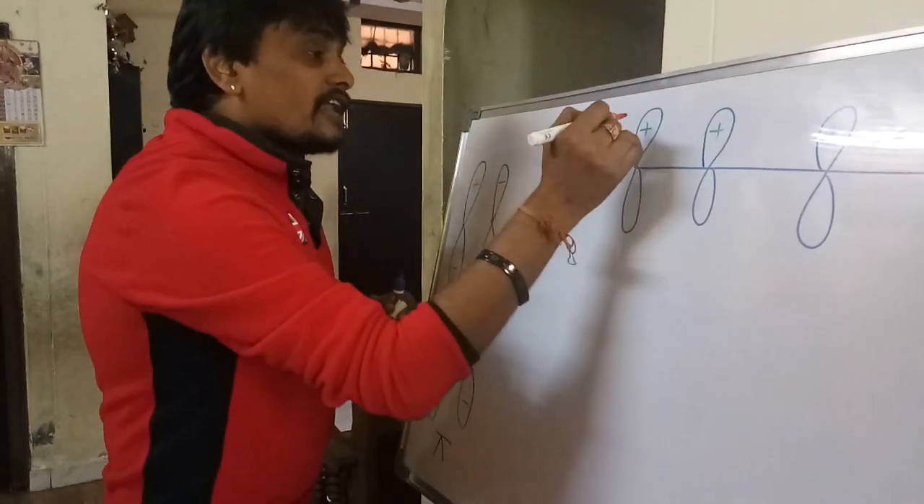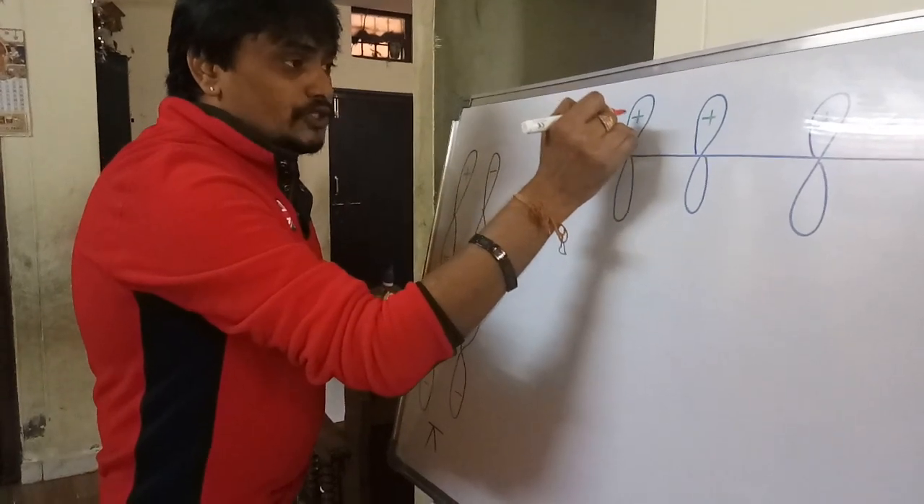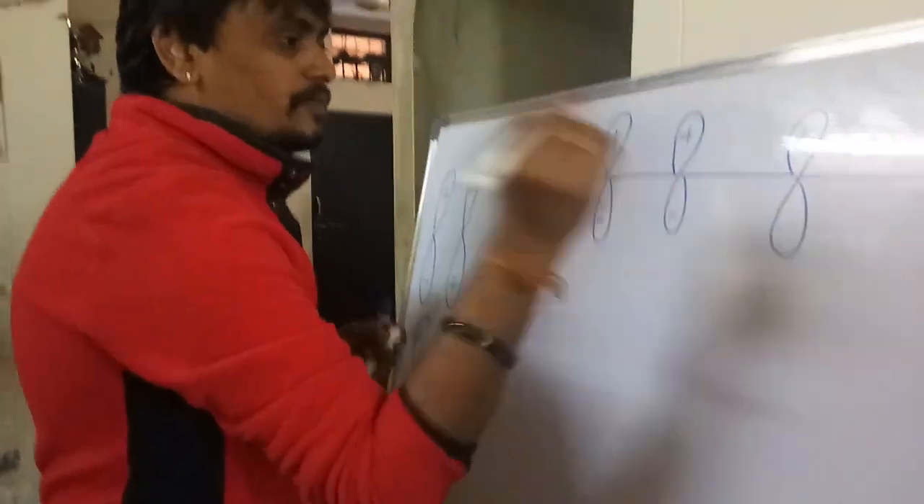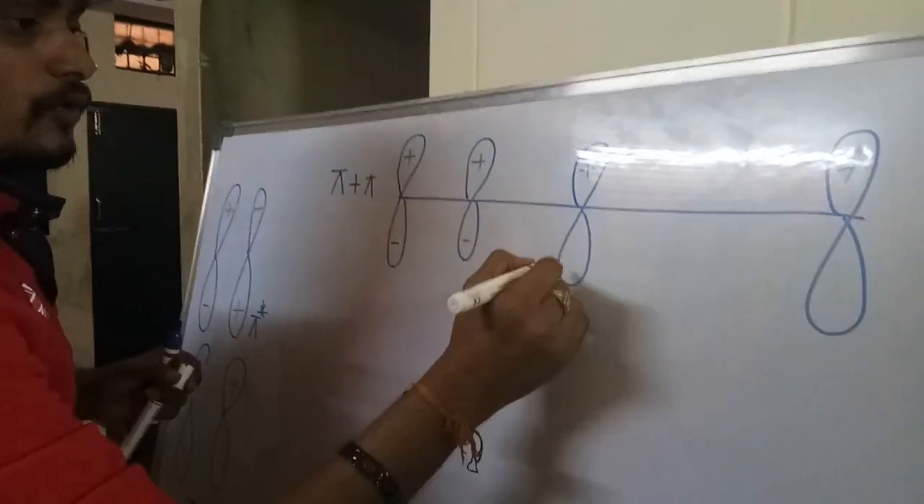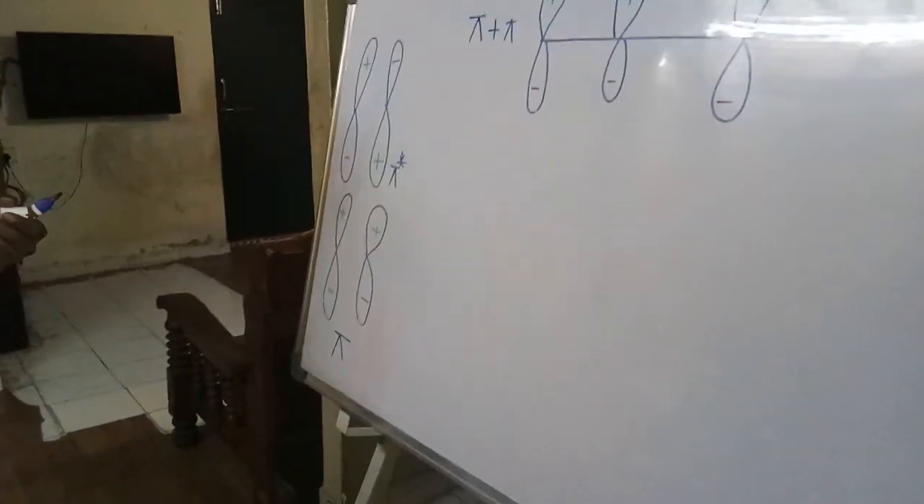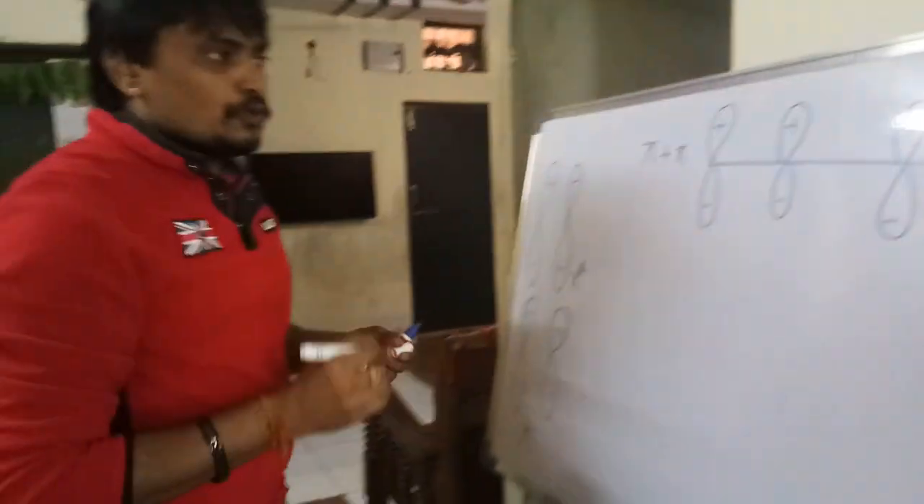Now coming to the lower lobes. If the upper lobe is positive, the lower lobe will be negative. Upper lobe is positive, lower lobe is negative. So this is pi with positive pi.